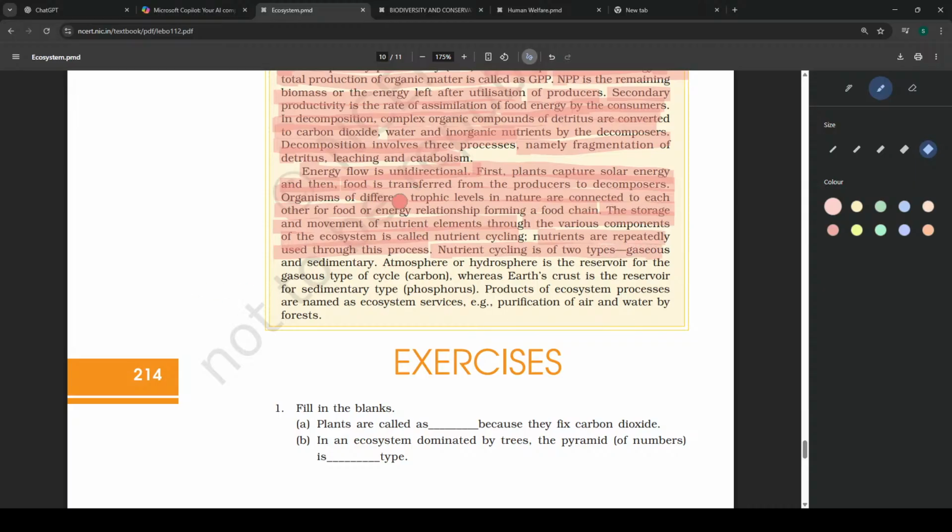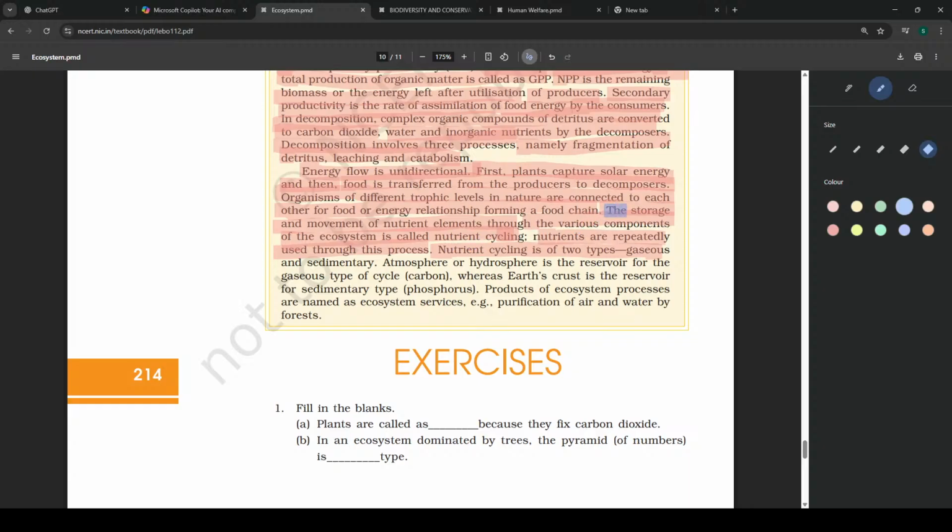Okay, this is new information given here. Plants capture solar energy and then food is transferred from producers to decomposers. Organisms of different trophic levels in nature are connected to each other for food or energy relationship, forming a food chain. The storage and movement of nutrient elements through the various components of the ecosystem is called nutrient cycling. They did not mention a definition in the chapter, they mentioned it in the summary here.